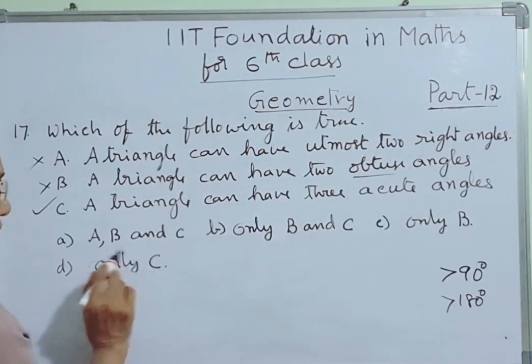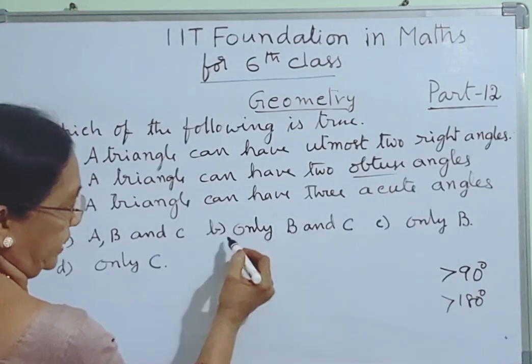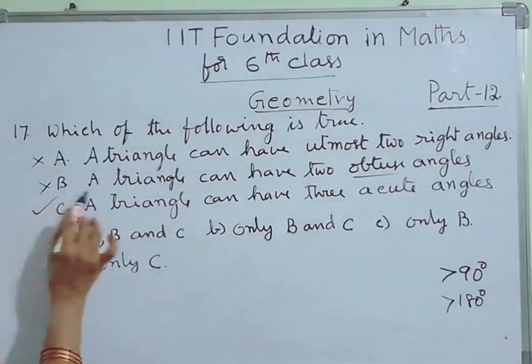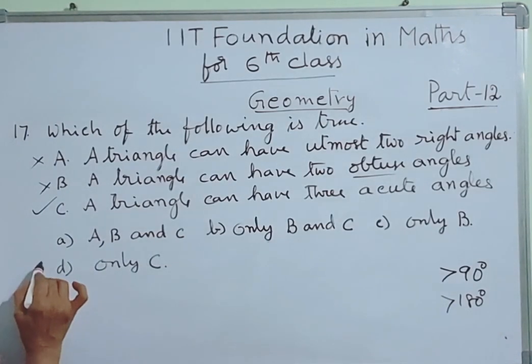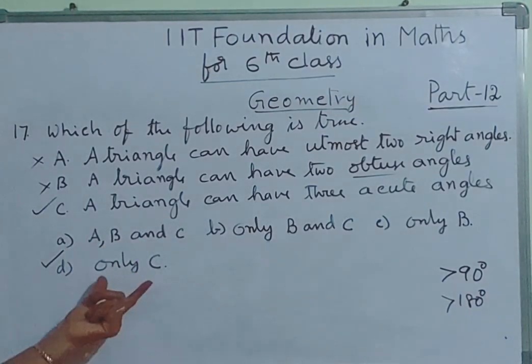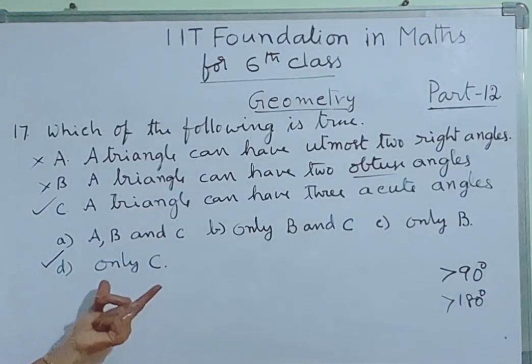A, B, C. No. Only B and C. This is also wrong. Only B. B is also not true. Only C. So only C is true. Option C, a triangle can have 3 acute angles, is correct. Therefore only C is true.